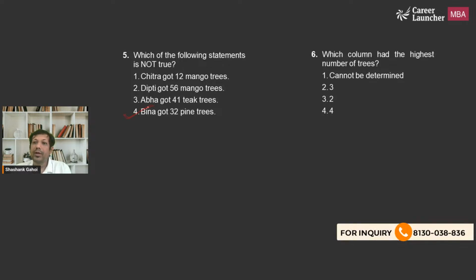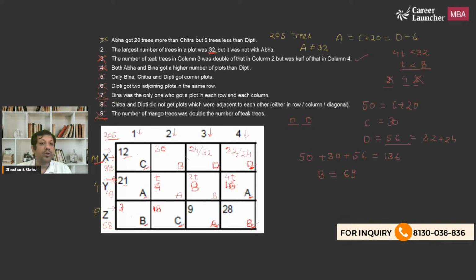Now, which column has the highest number of trees? So the question is talking about column. If I say 30 plus 4, 34, 34 plus 18 is going to be how much? That is 52.